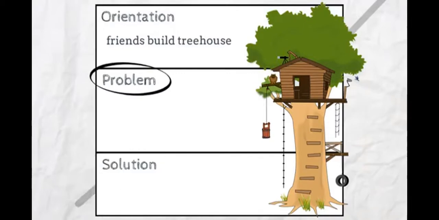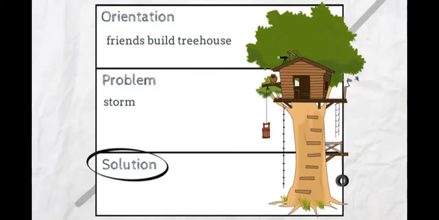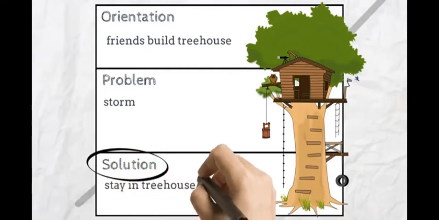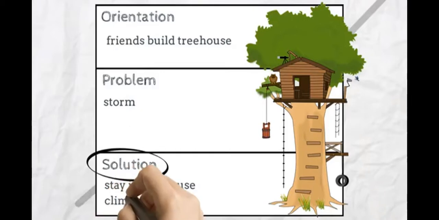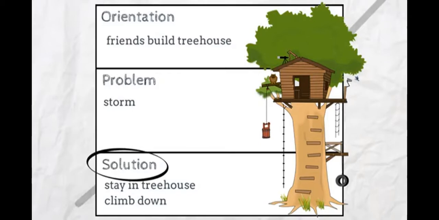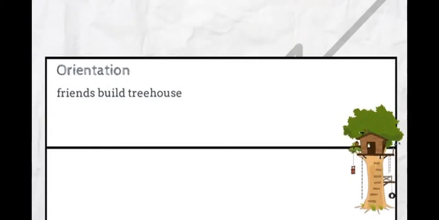I think an exciting problem for this story could be a big storm coming through, trapping the friends in their treehouse. I've thought of a few options for the solution. They could bunker down in their treehouse and wait for the storm to pass, or they could manage to climb down the tree and make it safely back in the house. I'll write them both down so I don't forget them when I'm up to writing the solution. Now back to the orientation.